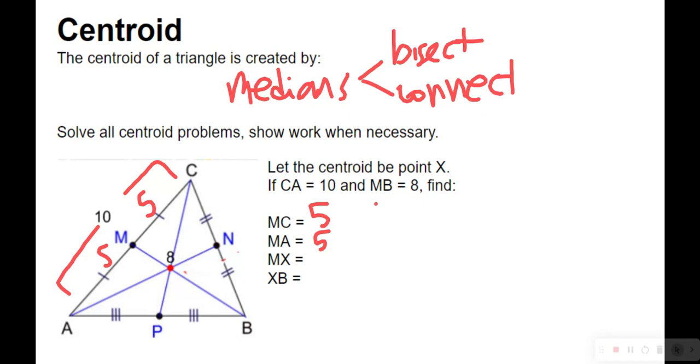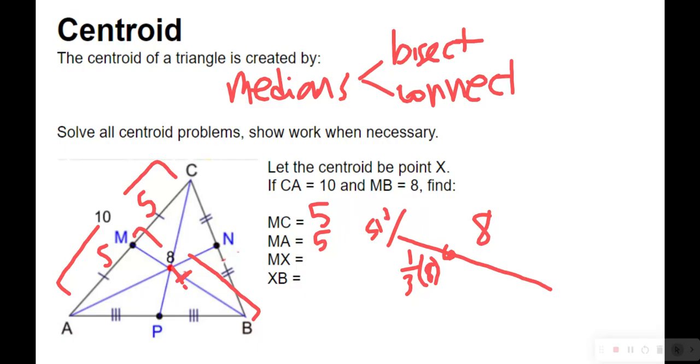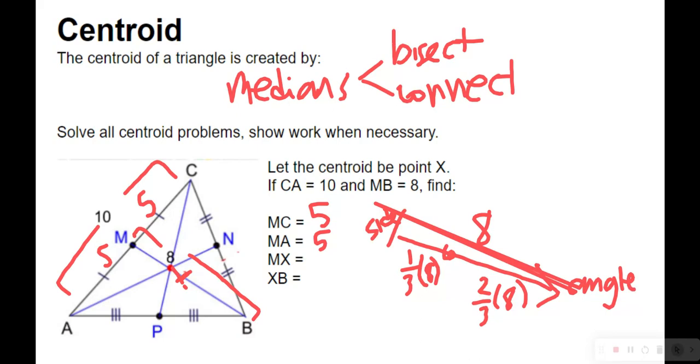And then MX, remember X goes to the center, is what we want. And we know that the whole median is 8. So if the whole median is 8, remember the shorter segment is a third of the median, and that's to the side. And then the one to the angle, that one is going to be 2/3 of the median. That's to the angle.